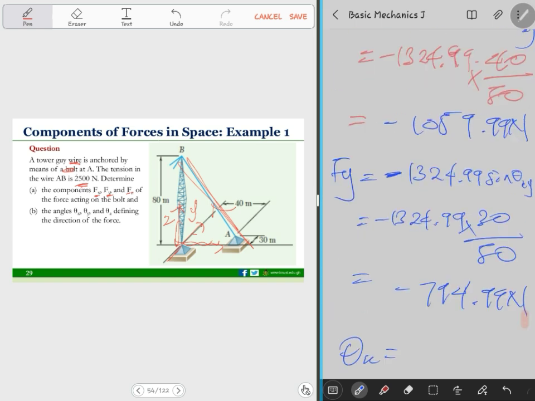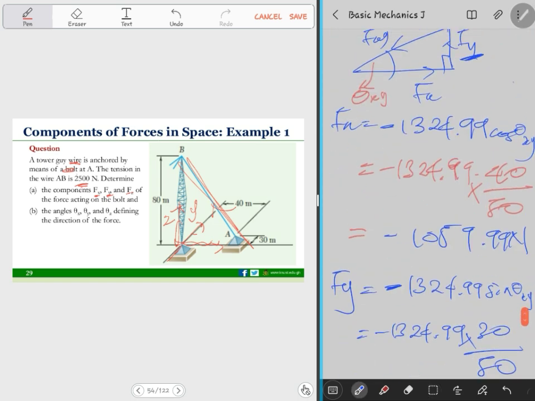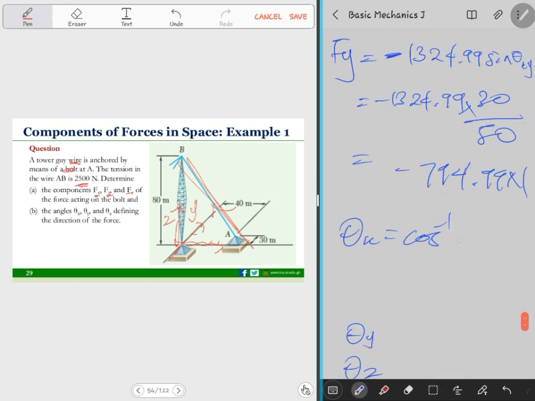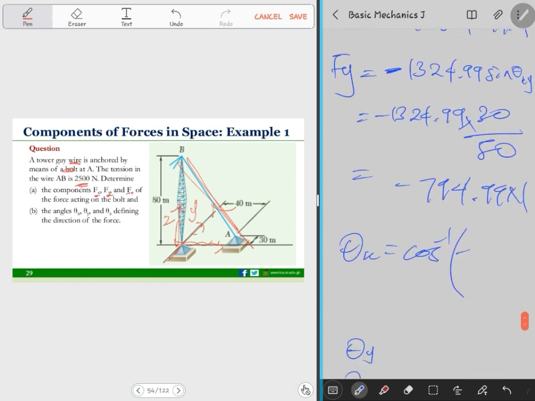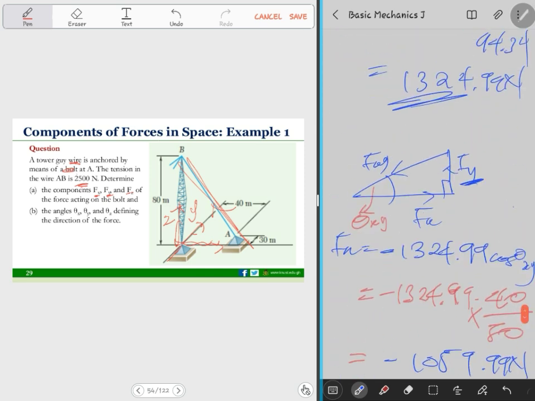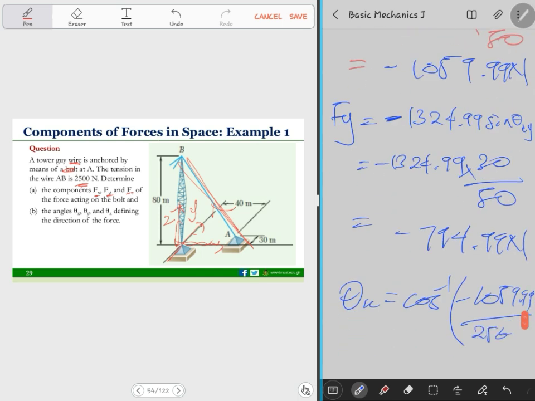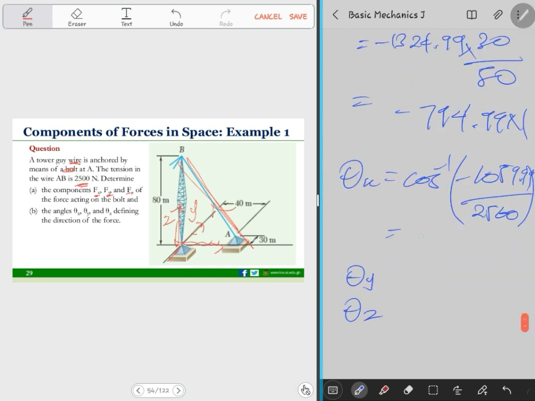So to find the theta x, this is what we do. We know the full force and we know the fx, right? So we just use cos inverse. Let's open this up so we can get the answer as well. Cos inverse, and then we have the fx. What is it? Minus. Then again, the negative should always come. Everything is messed up. 1059.99, right? All over the full force, which is 2500, right? So let's see. This is what we get. Let's return and then do everything at once.